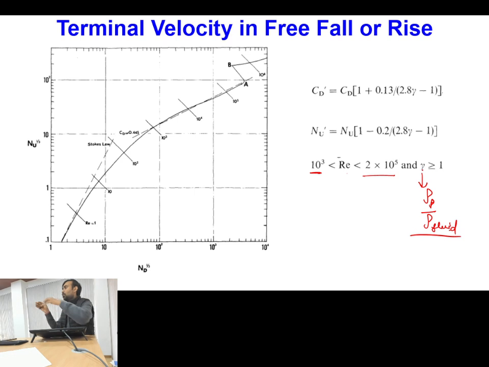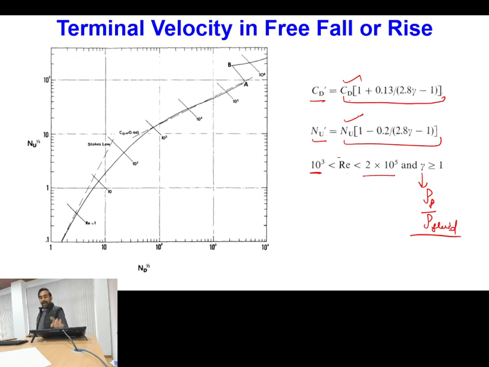When this gamma is close to 1, the particle is neutrally buoyant. It means that because of the fluid, it will remain almost in a fixed position. But when this is greater than 1, only then will this situation occur. Corresponding to this, CD can be modified with this particular relation and Nu can be modified with this particular relation, where on the right hand side CD and Nu are the corresponding values of CD and non-dimensional terminal velocity for normal vertical flow.